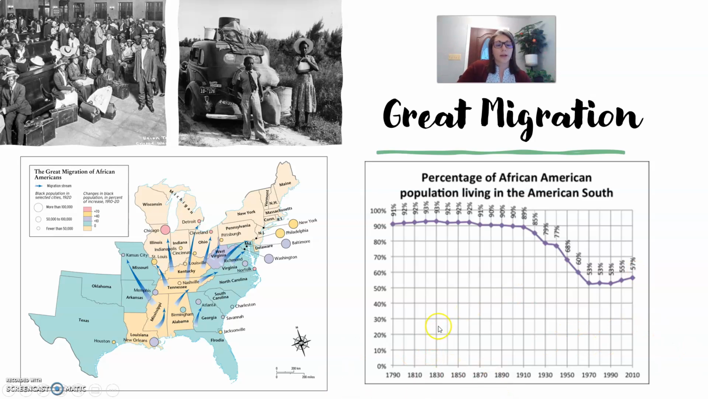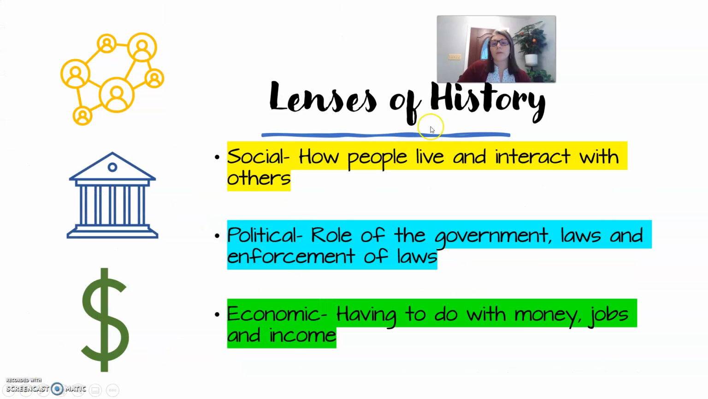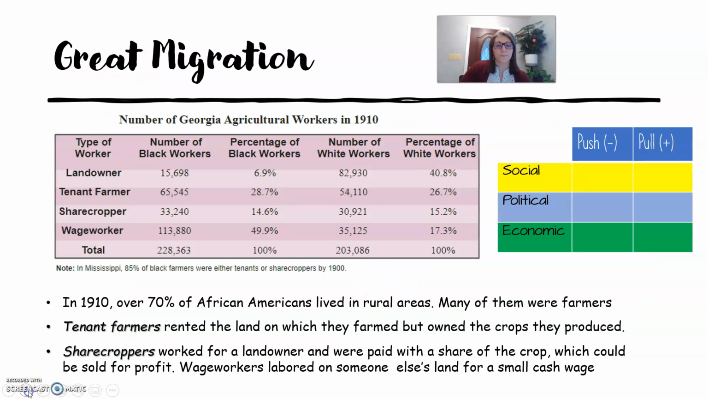So we're going to look at why the Great Migration happened, and we're going to look at it through the lenses of history, which we've talked about many times so far this year: social, political, and economic. Social means how do people live and how do they interact with one another? Political means the role of the government, laws, the enforcement of laws, or leaders. And economic has to do with money, jobs, income. Those are the three ways that we look through history, and we're going to continue looking through those lenses as we look at what caused the Great Migration today.